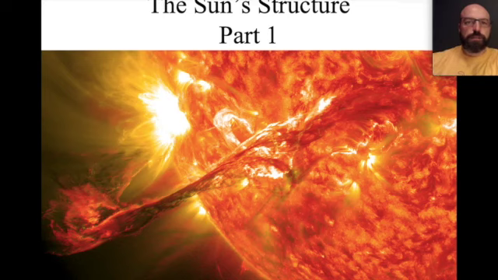Hi there, I'm Mr. Troja, and I'm going to be talking about the sun structure. This is part one in a two-part series about the sun structure, and we're mostly going to be talking about the atmosphere, the outer edges of the sun.